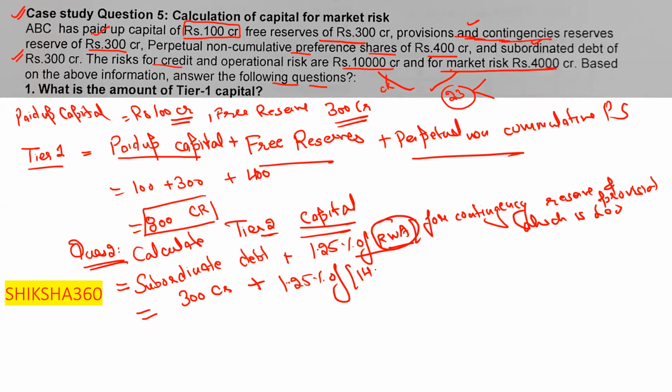That is 14,000, that is risk weighted assets, plus anything we have left, that is this one. Clear? This is also known as the revaluation reserves. Basically, this is also to be known as the revaluation reserves.